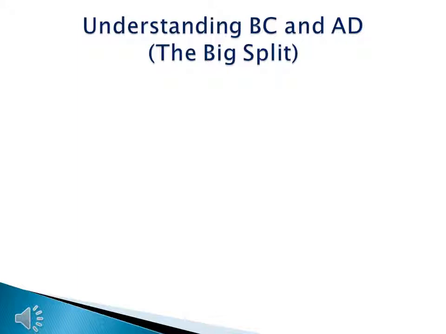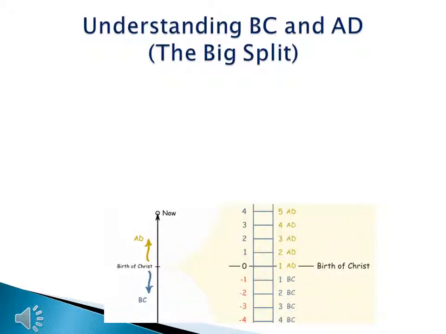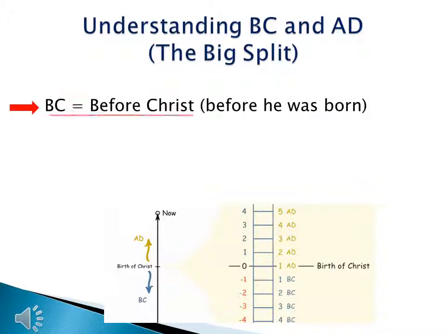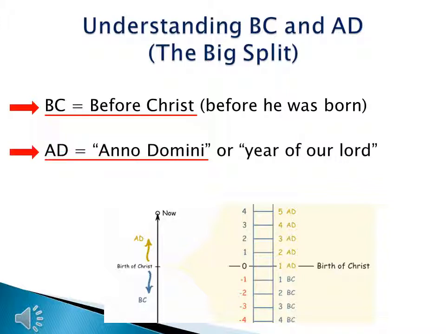So the first thing we're going to do is split history in two. This is the big split, and it works like this. We have BC, which stands for before Christ, before Jesus Christ was born. That time before Jesus Christ was born is BC. And then we have AD, which stands for Anno Domini, or the year of our Lord.